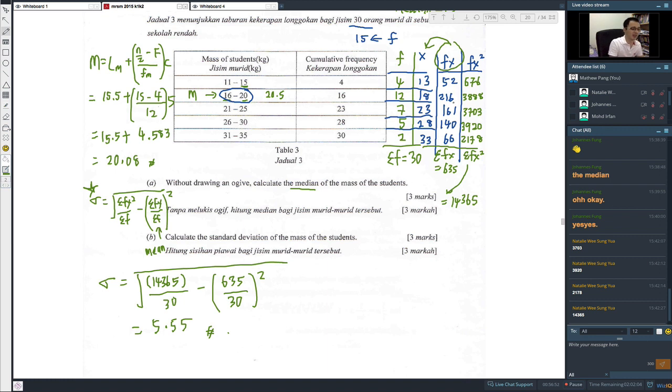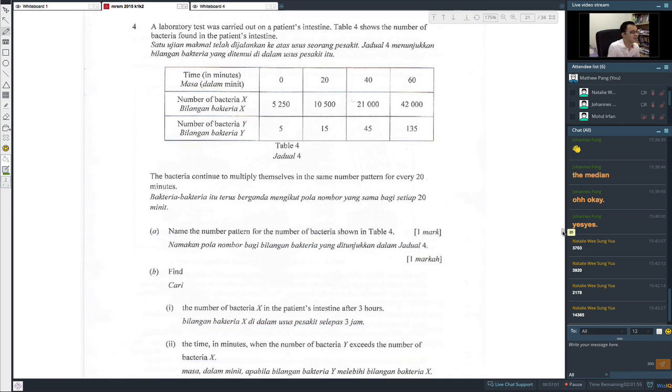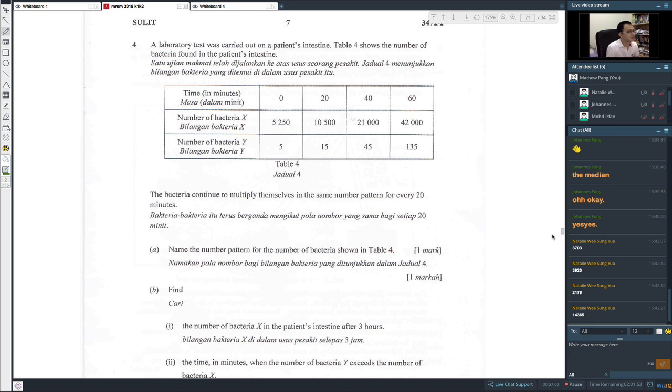Okay, what is this? I think this question is a progression question, something like arithmetic progression or geometric progression. Let's have a look at this question. A laboratory test was carried out on the patient in testing. Table 4 shows the numbers of bacteria found in the patient in testing.